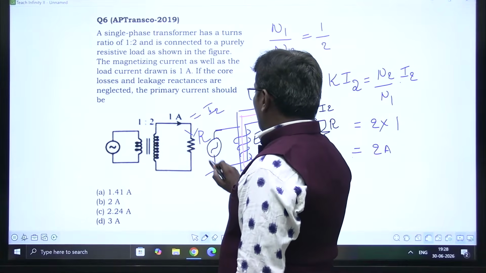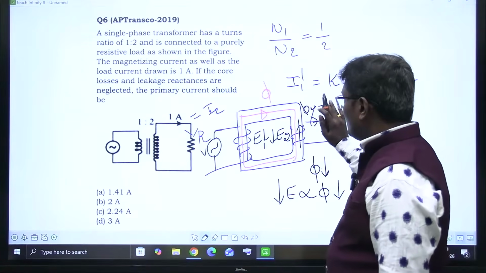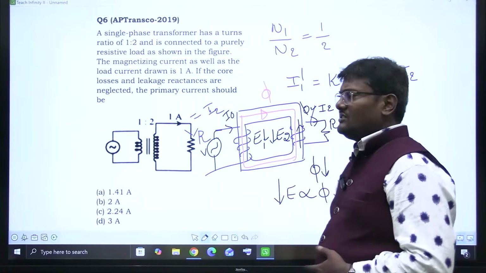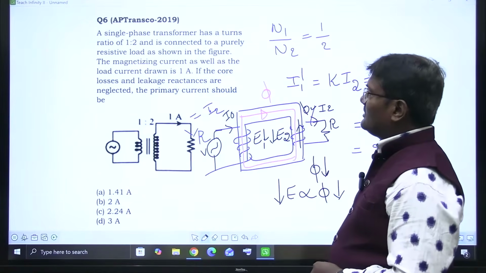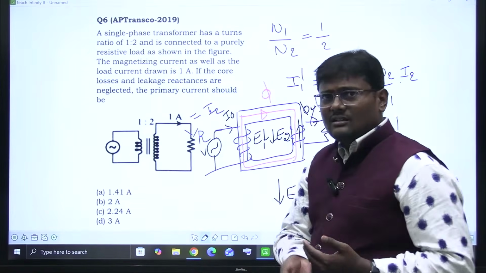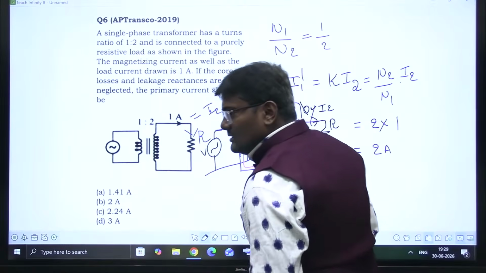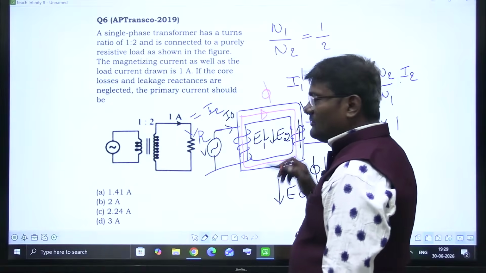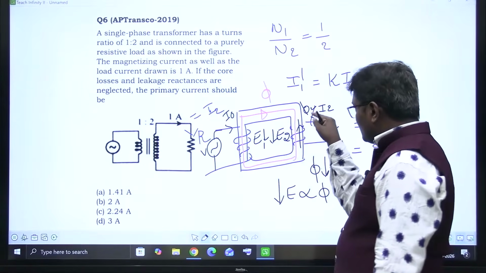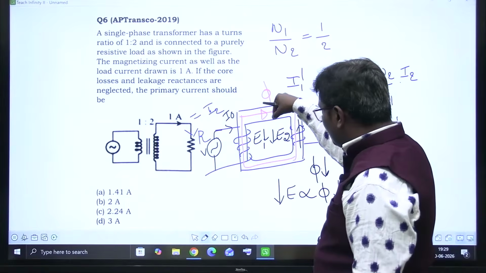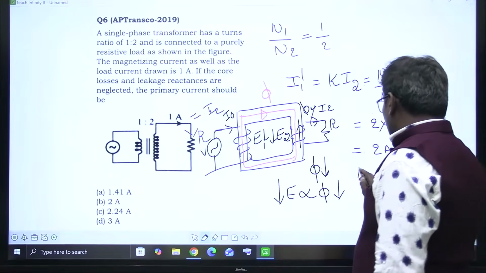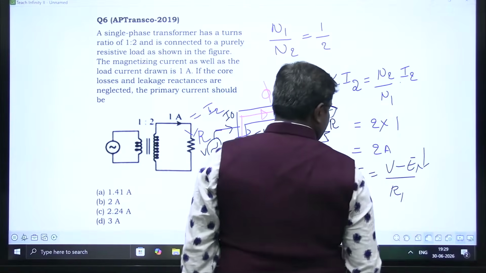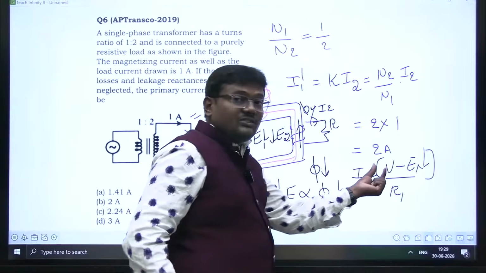And what happened now? Under no load conditions, which current is flowing? I0 current is flowing. I0 has a magnetizing component and an active component. Someone gave C option. Yes, C option is correct. Once it is loaded, opposing flux, net flux decreases, induced EMF in the primary and secondary both decrease, then V minus E1 by R1, if E1 decreases, the difference will increase.